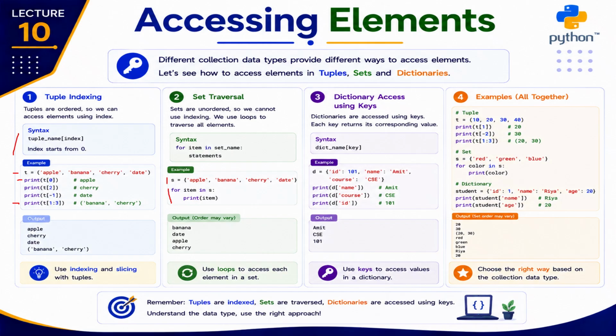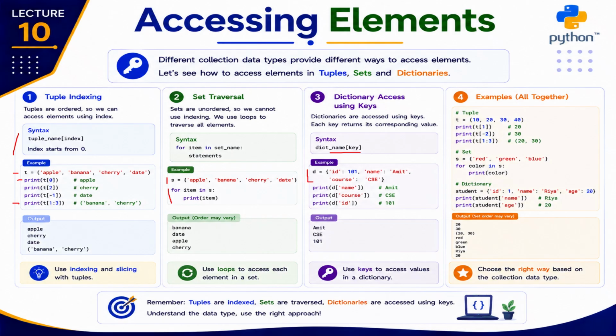Now let's see how to access elements in a dictionary. A dictionary stores data in key value pairs. So we access values using their keys. The syntax is dict underscore name then key. Now you can see an example here.